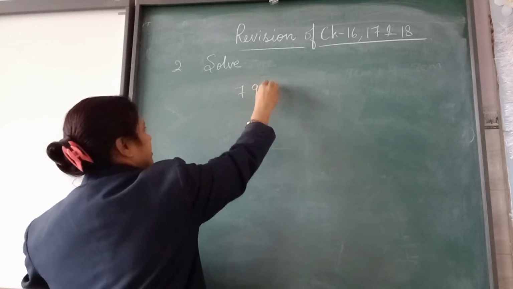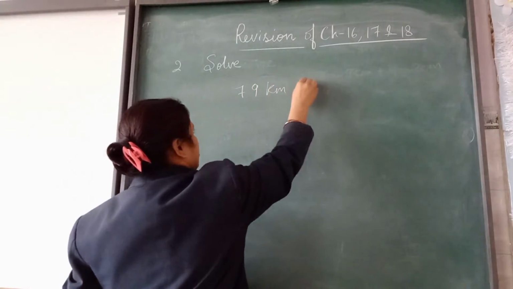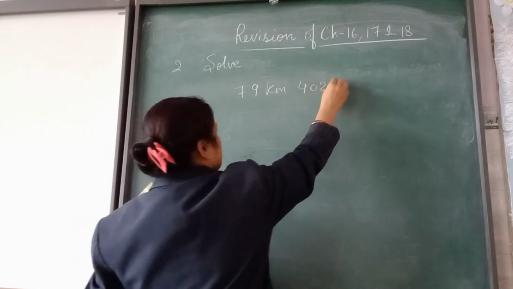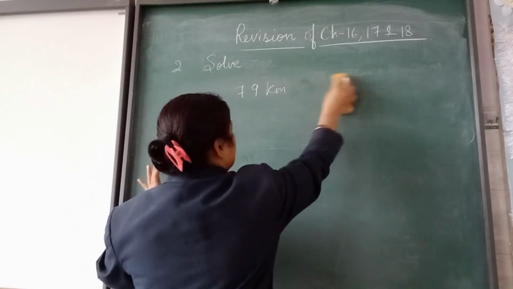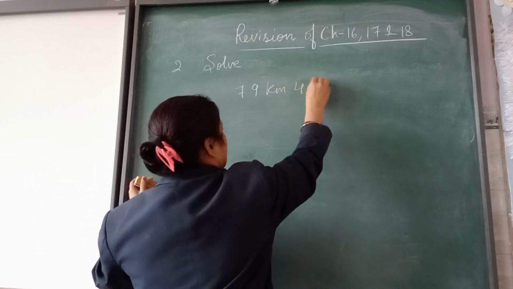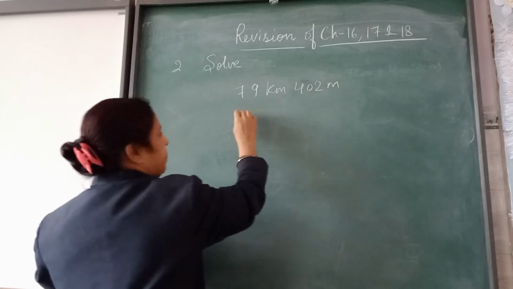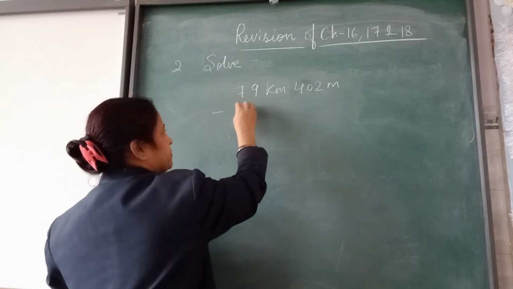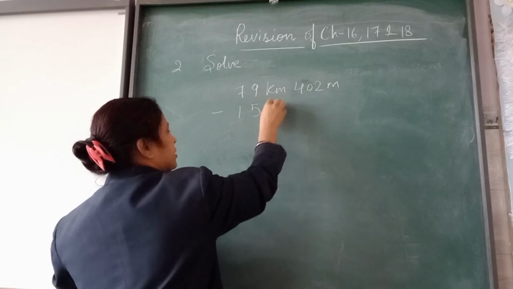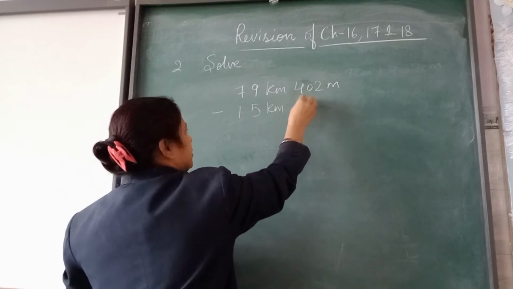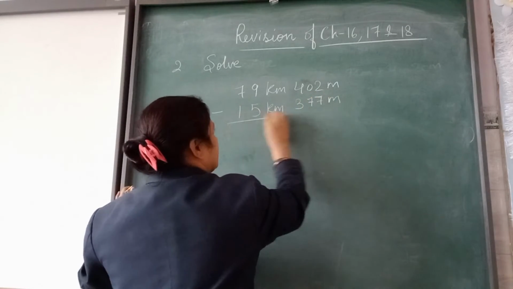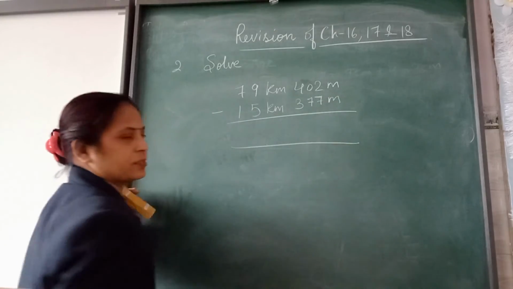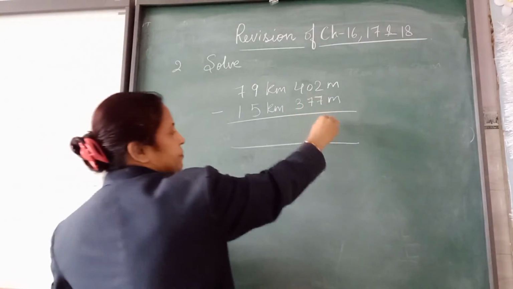Then children, 79 kilometer 402 meters minus 15 kilometer. How are you going to do this subtraction? Meter part from the right hand side.